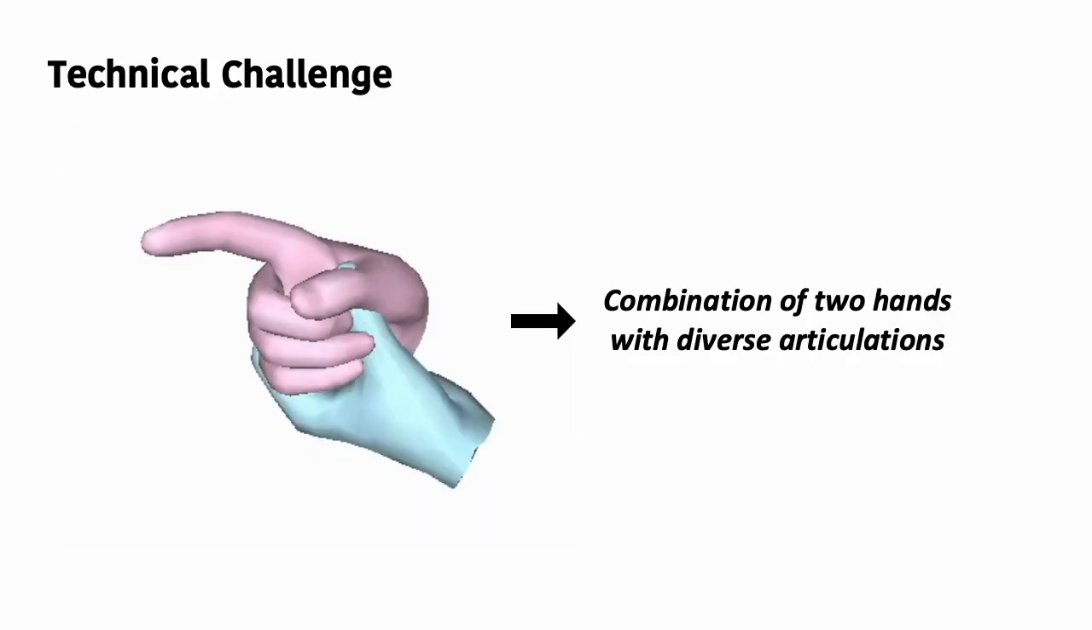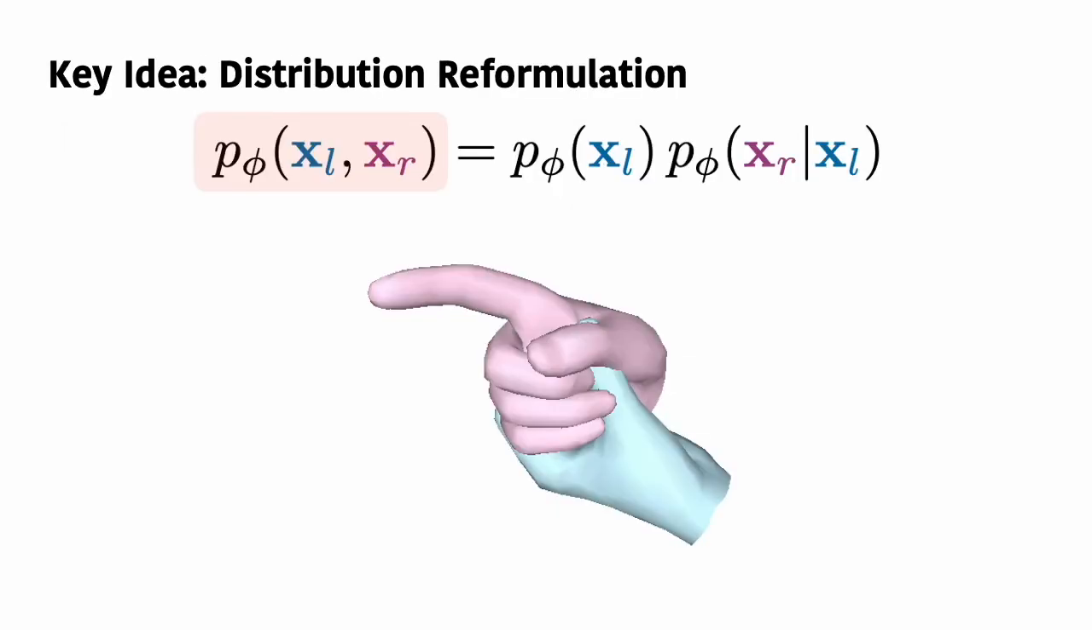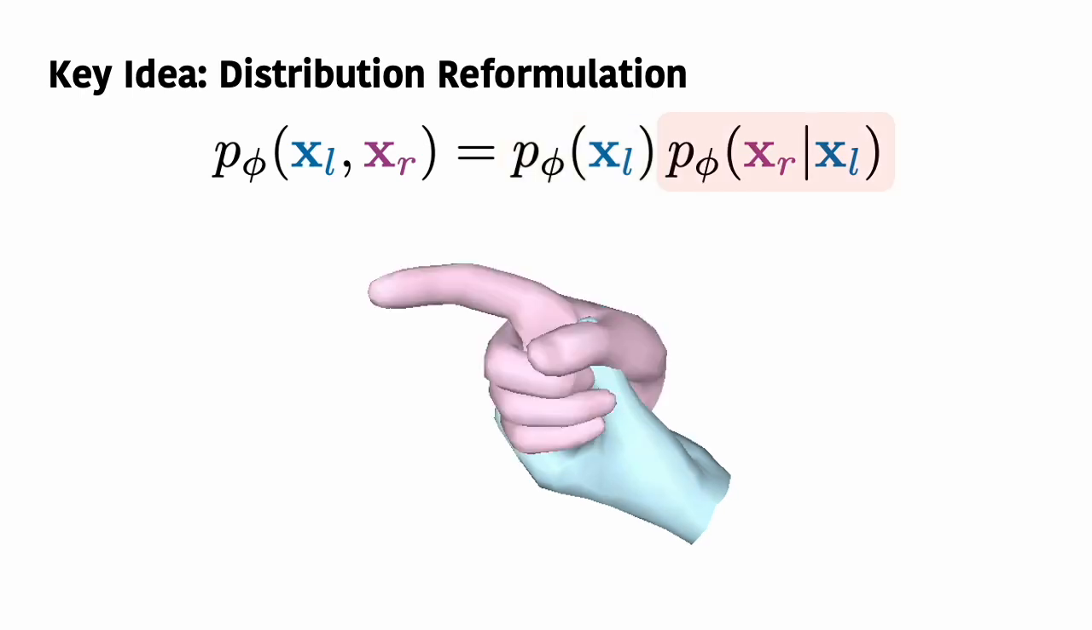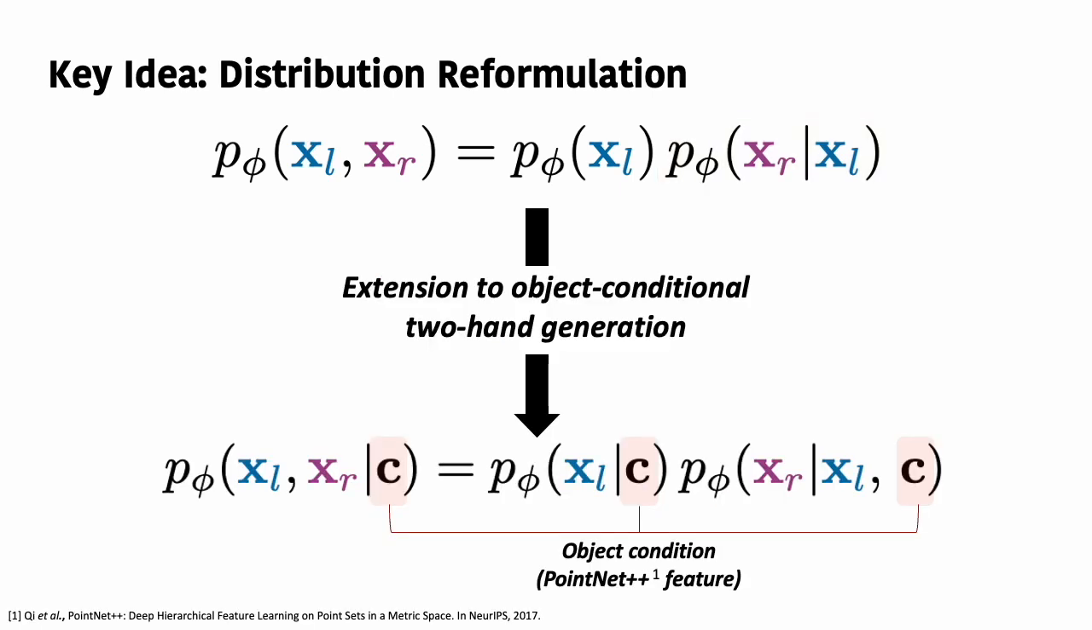Two-hand interaction has high data complexity, caused by the combination of two hands with diverse articulations. To reduce the complexity of each generation target, our key idea is to reformulate the joint two-hand distribution into the unconditional single-hand distribution, and the single-hand distribution conditional to the other hand. While this is a very simple idea, we have empirically observed significant performance improvement through this reformulation. This formulation can also be easily extended to object-conditional two-hand interaction generation, by simply adding the global object condition to each of the distribution terms.